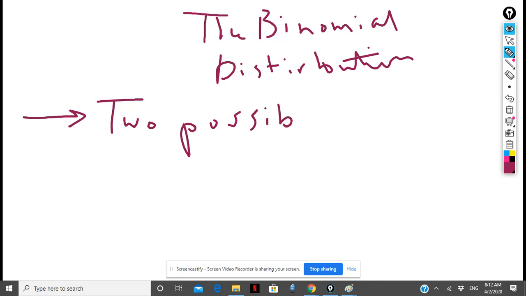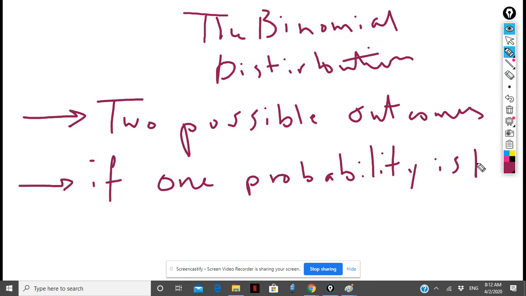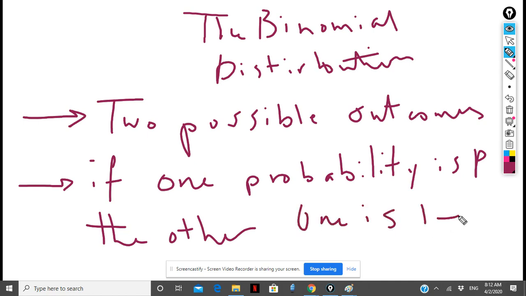The second characteristic: if the probability of one outcome is p, the other one is 1 minus p. For example, if one probability is 10%, the other one is 90%, because as we said before, the sum of the probabilities should be 1.